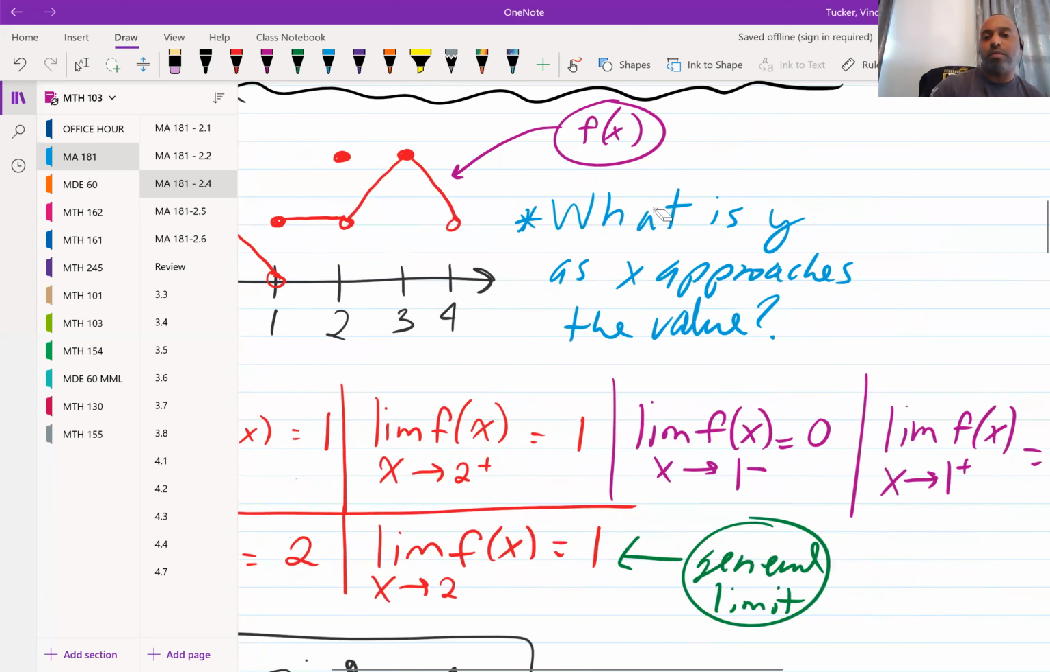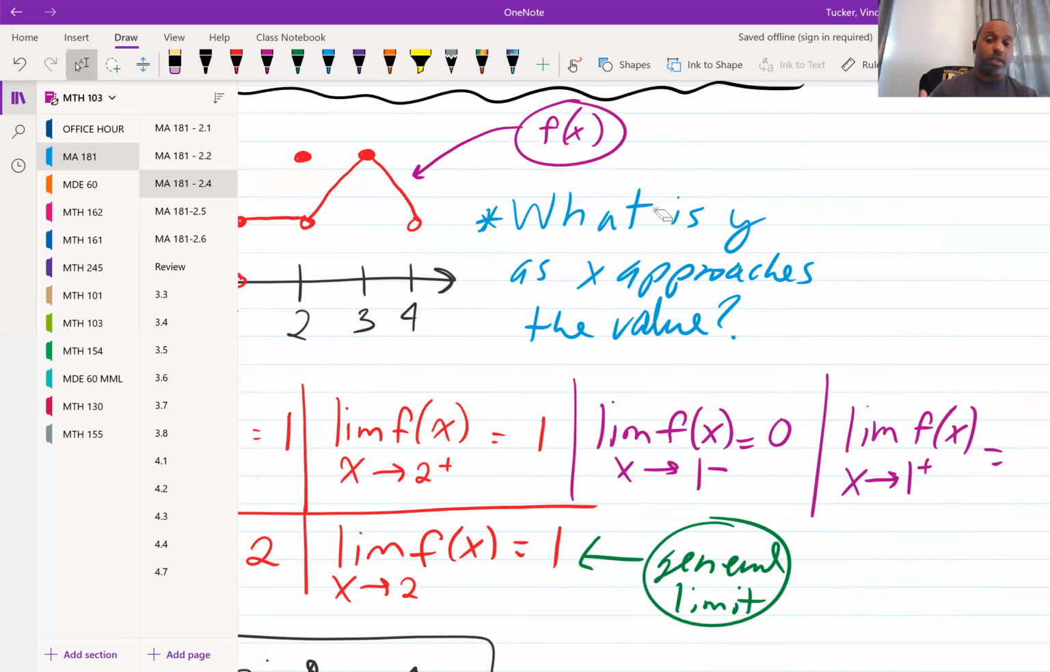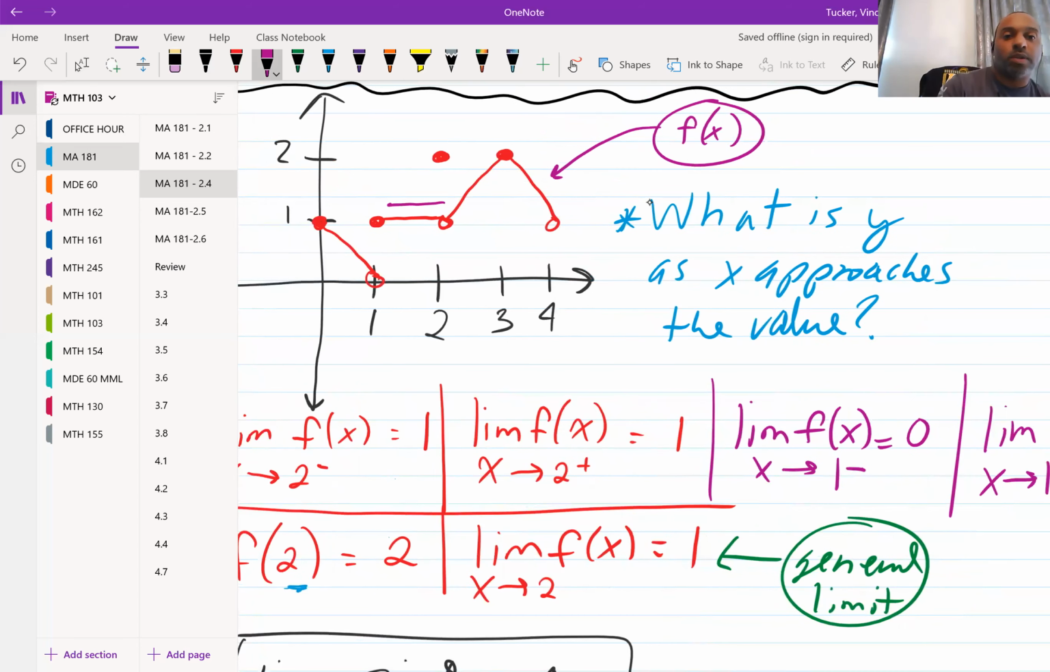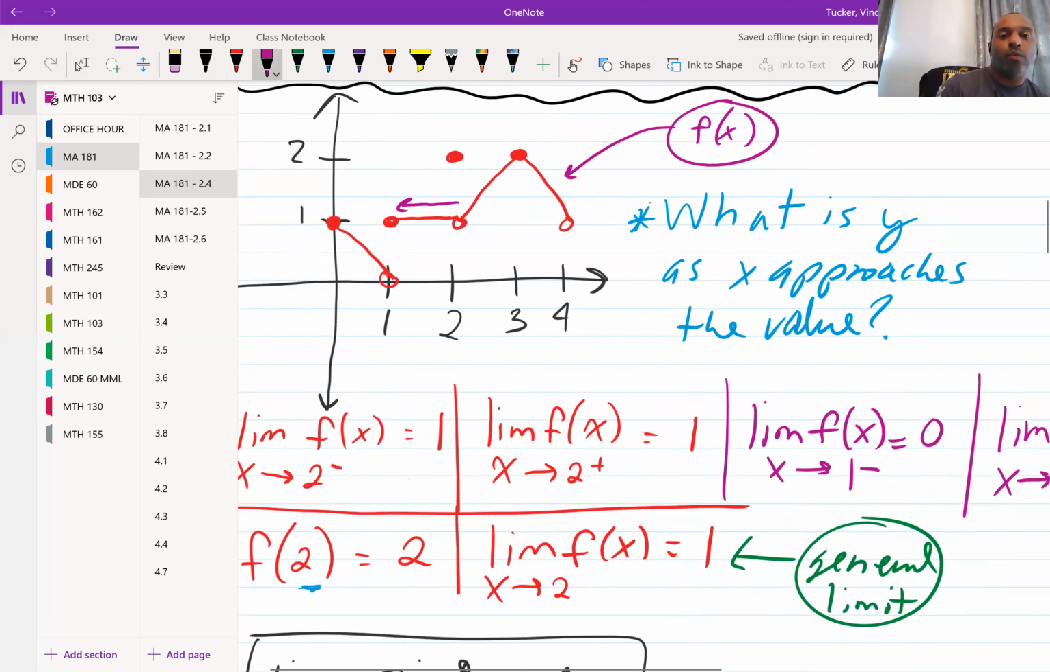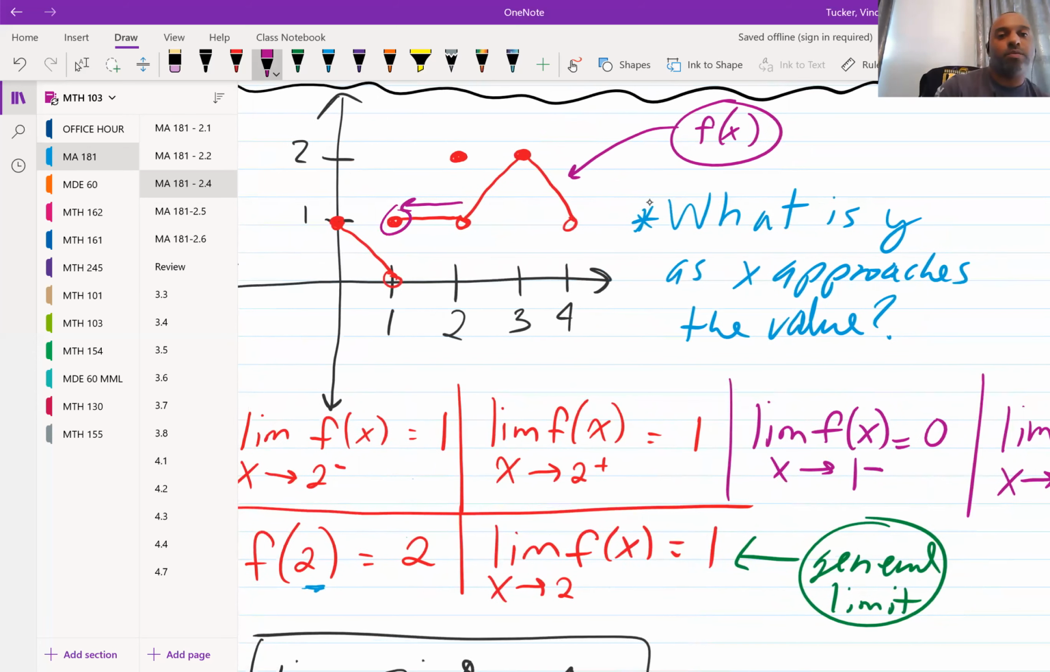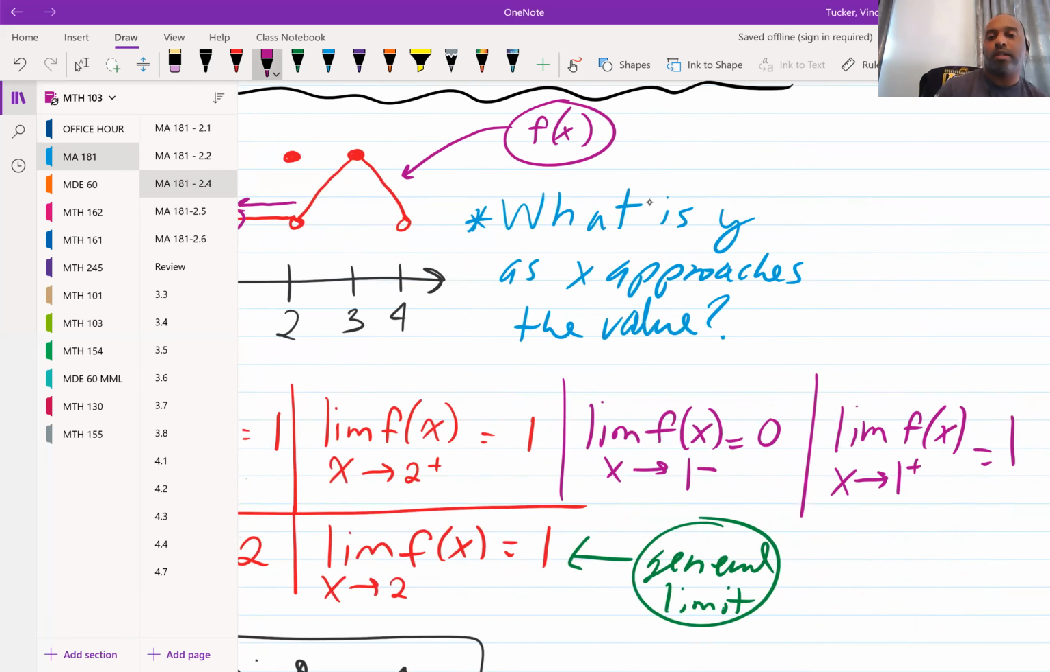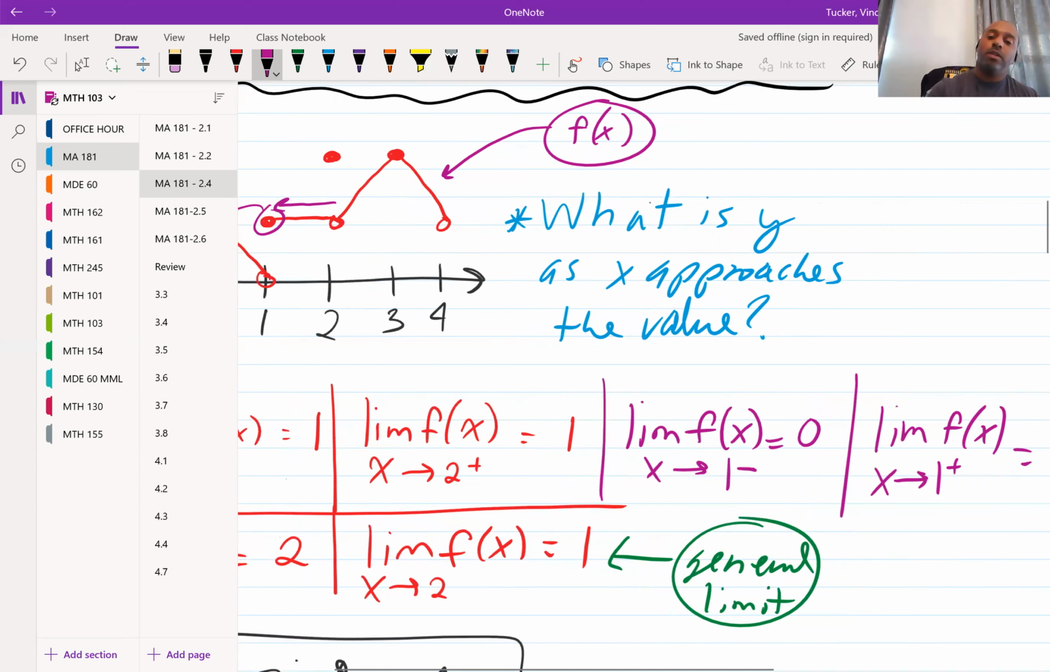Now, if we were to do this other one, the limit of the function as x goes to 1 from the right side, notice it comes this way. And the y value for this point is actually 1. So since going to 1 from the left side is 0, and going to 1 from the right side is 1, that means the general limit as x goes to 1 does not exist, because they're going to 2 different points.